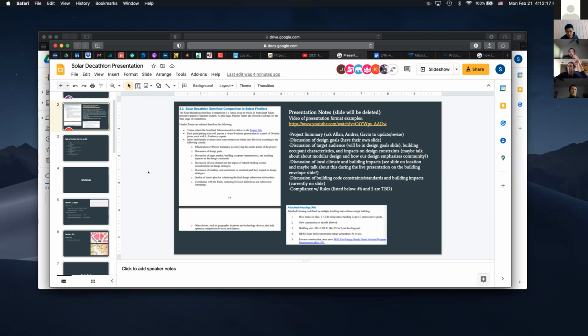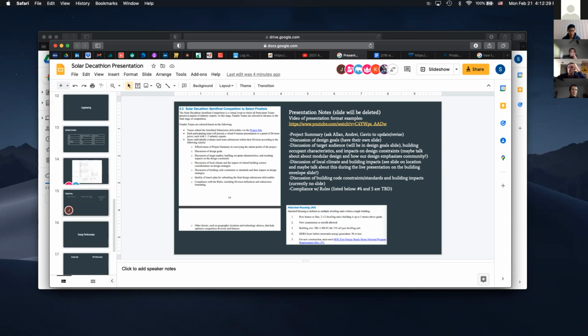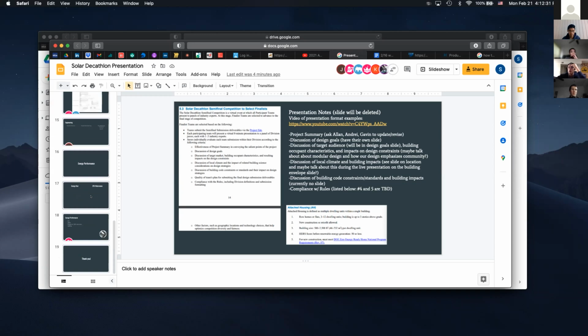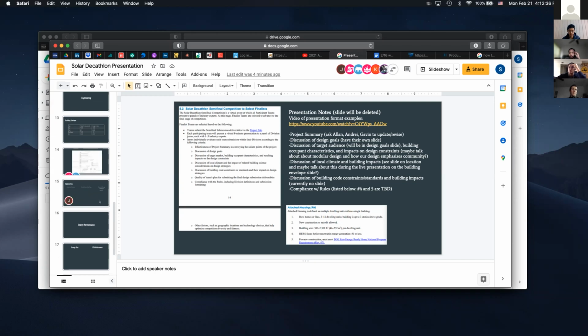And then there's the quality of the team's plan for submitting the final design submission deliverables. We were saying that we should probably frame some of our engineering aspects, and some of the things that we've been talking about, as more high level and future-goal oriented than we may have been leading on in the meeting earlier today.